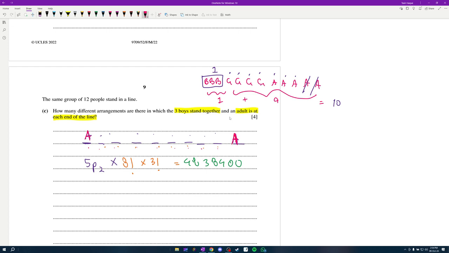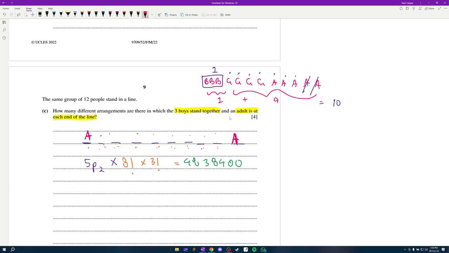And since there are 5 adults, it's going to be 5P2. Since the adults are unique, that's why it's 5P2. If the adults were not unique, you would have to do 5C2. But since they're unique individuals, it's 5P2. And then in the middle, what else do we have?